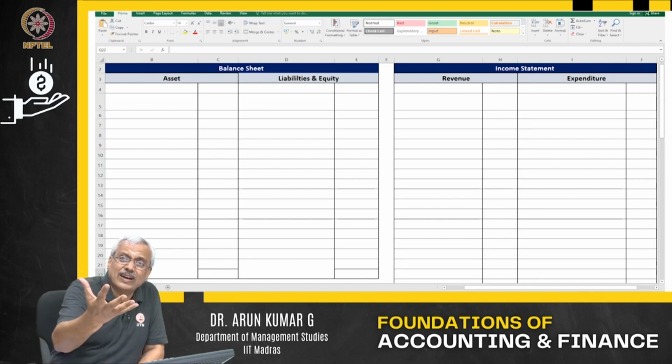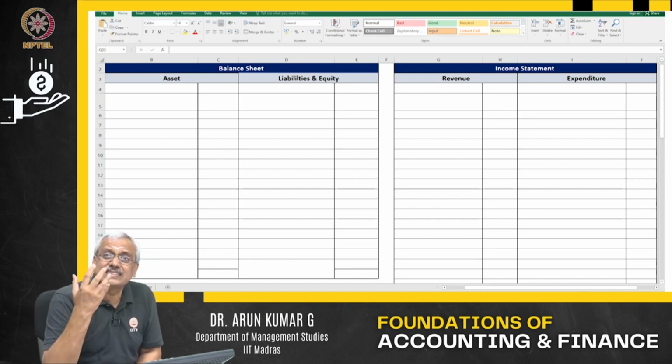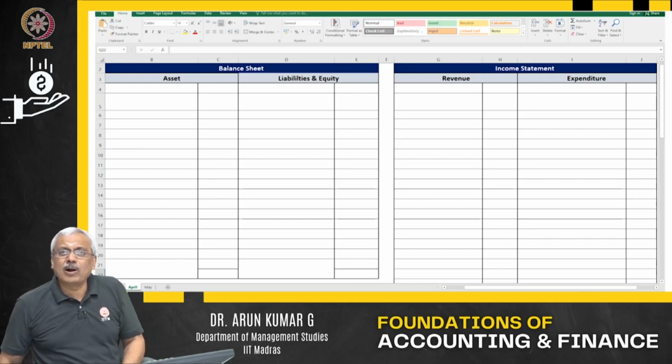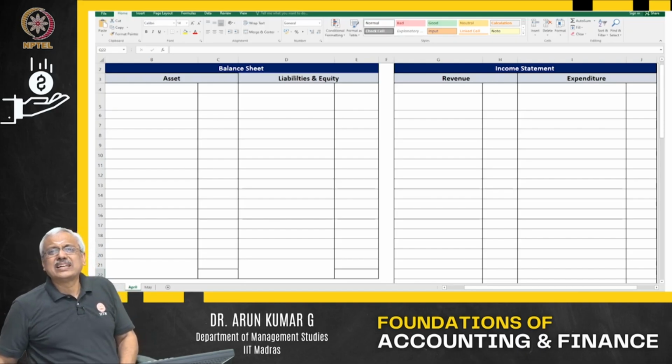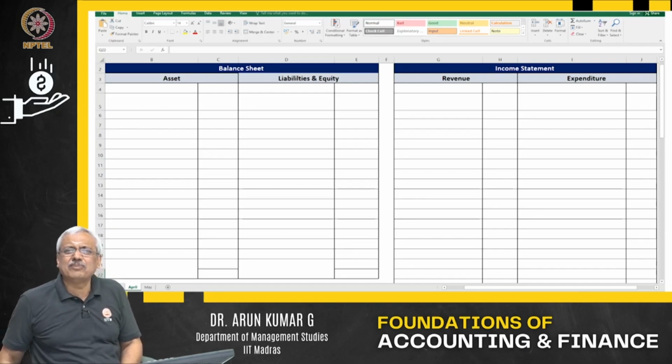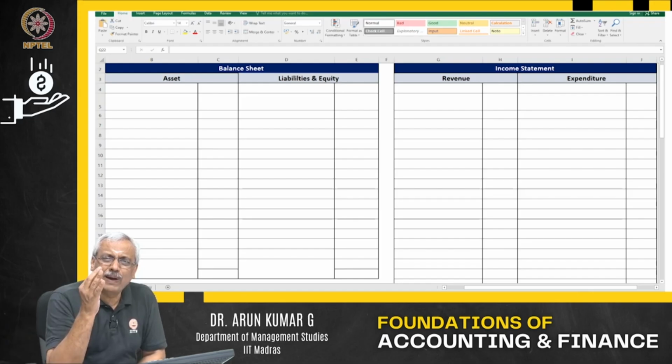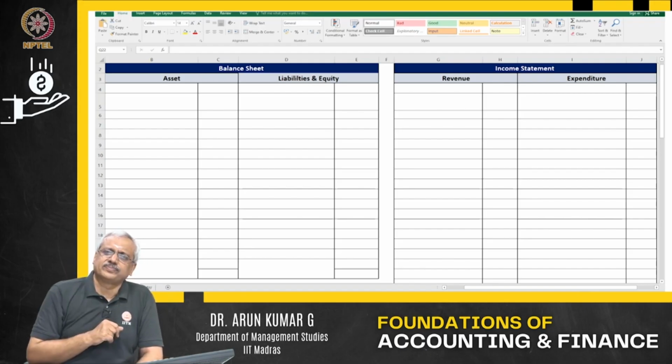That is why these are finally called the financial statements, the final financial statements of a company, because bottom line, this has to reflect the impact of all the transactions that have taken place. That is why these are called financial statements. What about the cash flow statement? We will come to the cash flow statement a little later. Let us take this.